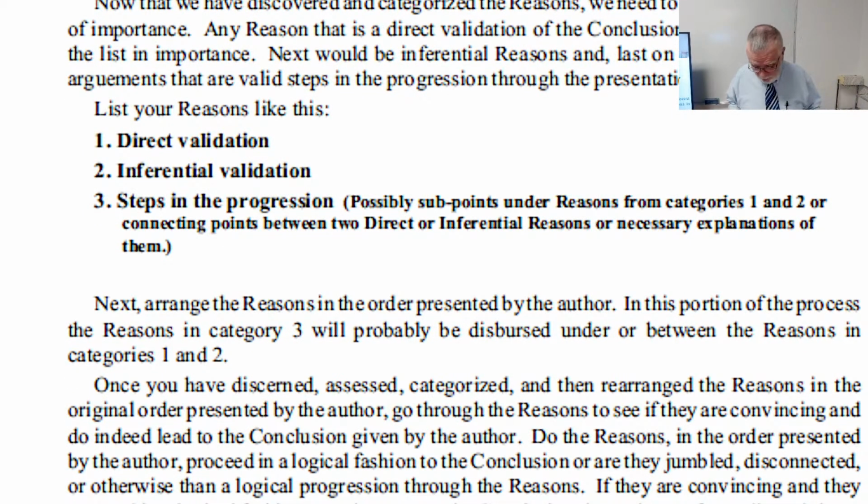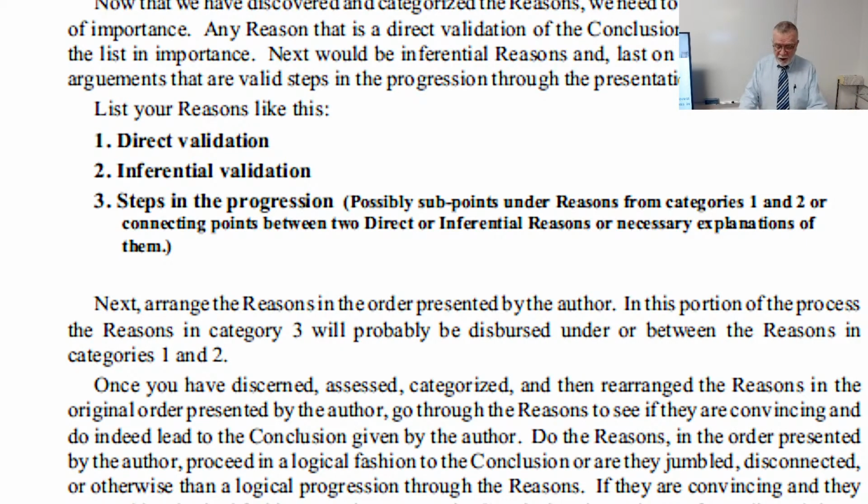Now that we've discovered and categorized the reasons, we need to assess them for levels of importance. Any reason that is a direct validation of the conclusion must, of course, top the list of importance. Next would be inferential reasons, and last on the list would be the arguments that are valid steps in the progression through the presentation to the conclusion. So, list your reasons like this. The first one would be direct validation. If it directly validates the conclusion they want you to draw, put that at the top of the list.